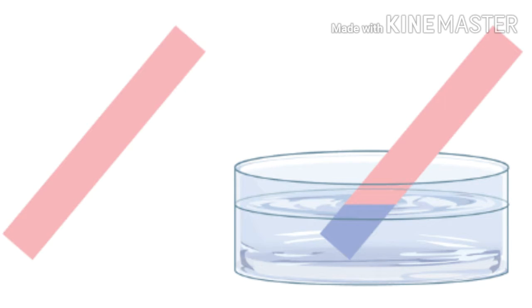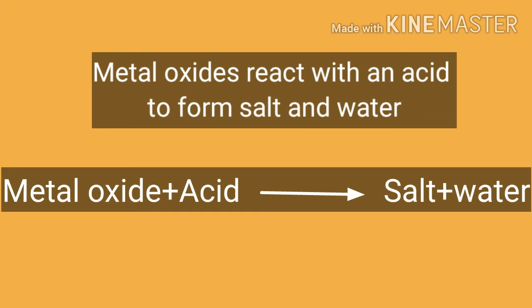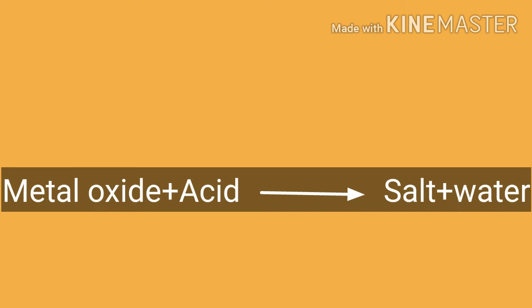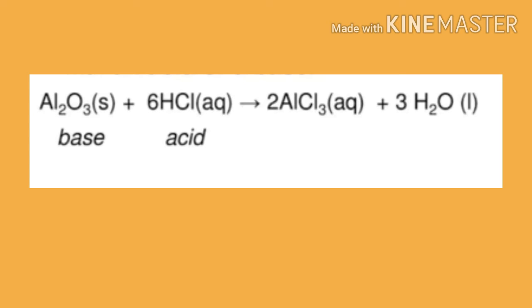So, metal oxides react with an acid to form salt and water. That equation is metal oxide plus acid forms salt plus water. Example, aluminium oxide Al2O3 plus 6HCl. HCl is acid. Oxide reacts with acid and forms 2AlCl3, that is aluminium chloride, and water.